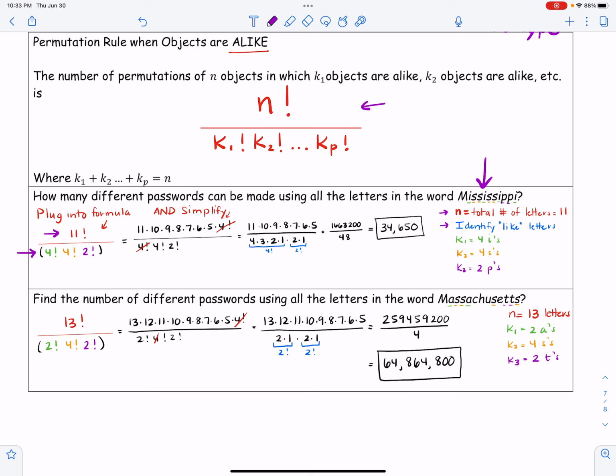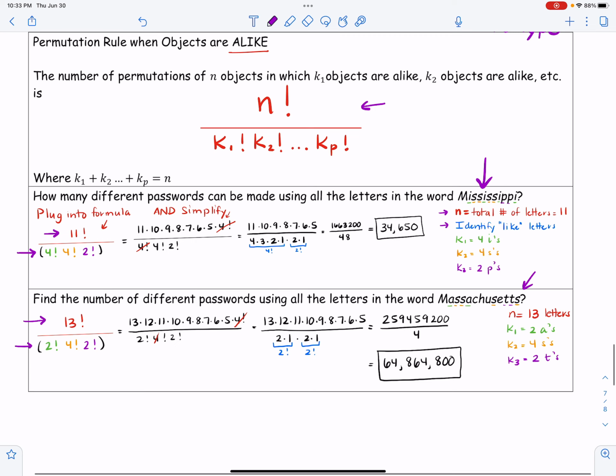Similar situation here. I have 13 letters in Massachusetts, but I had to identify the repeating letters. There were 2 A's, there were 4 S's, and there were 2 T's. So I did my n factorial, but then I divided out the factorials for any of the repeating letters: 2 factorial for the A's, 4 factorial for the S's, and 2 factorial for the T's, and then just evaluated from there.